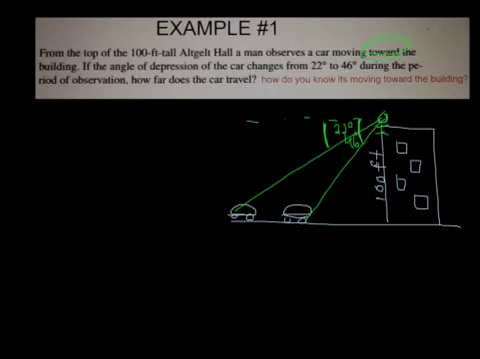The closest that the car would get to the building, of course, before it passes the building is at a 90-degree angle of depression. What we're trying to figure out is how far the car travels, which is unknown to us. I will label the unknown here. So it was here first, and then moments later, it was here. How much did it move? That's the question. Well, in order to do this, we're going to need to set up a triangle situation.